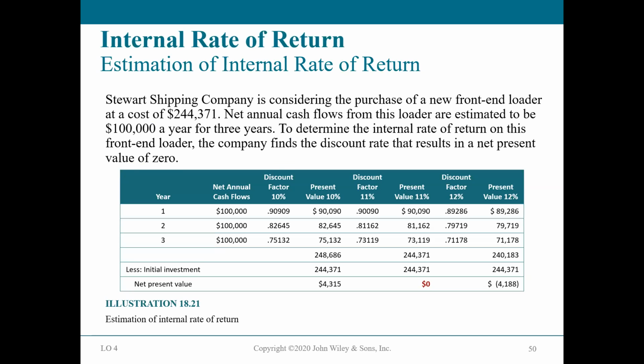Let's walk through an example. Stewart Shipping Company is considering the purchase of a new front end loader, which costs almost $250,000. Net annual cash flows from this loader are estimated to be $100,000 for 3 years. To determine the internal rate of return on this front end loader, the company finds a discount rate that results in a net present value of 0. So we're just going to pick 10, 11, and 12 for this example. We take the net annual cash flows, 100, 100, 100, and discount based on the different discount factors. You can see that at 11%, it's basically a net present value of 0, whereas at a discount factor of 10, you'd be positive, and at a discount factor of 12, you'd have a loss.